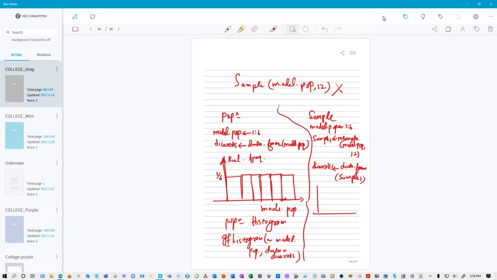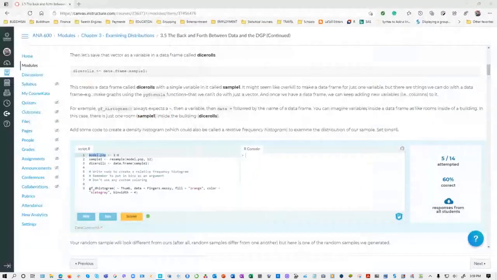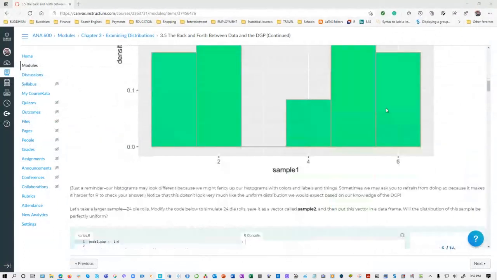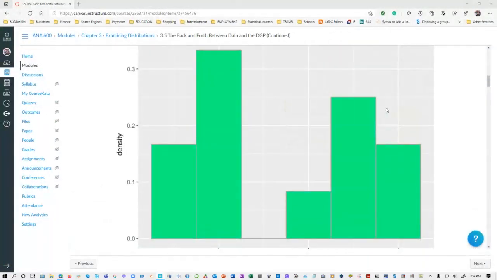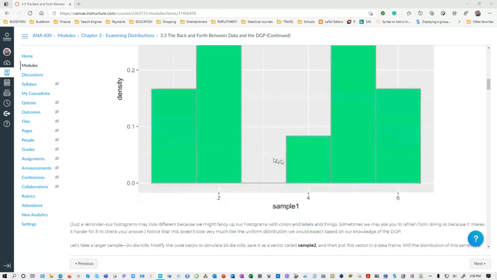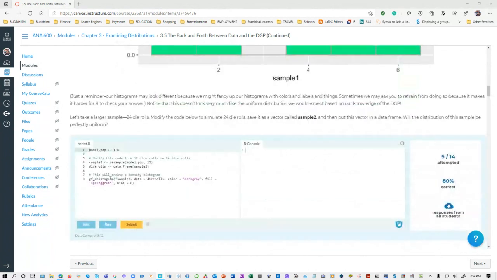For this one, if you draw the relative frequency, you're not going to have the same thing. It might have something like this. Sometimes, maybe or maybe not. This time the variable we call the sample 1. Then sample histogram, I'm going to call that one a sample histogram. That's how they call them.